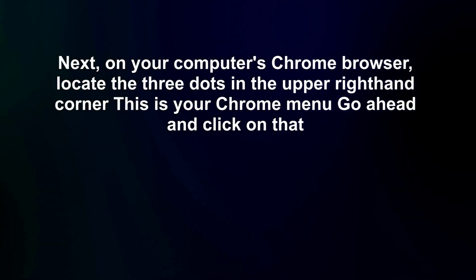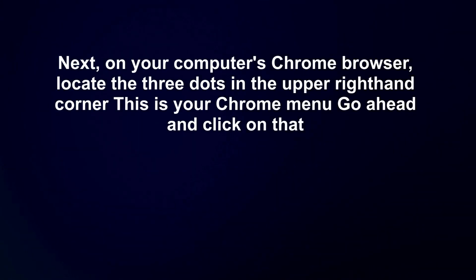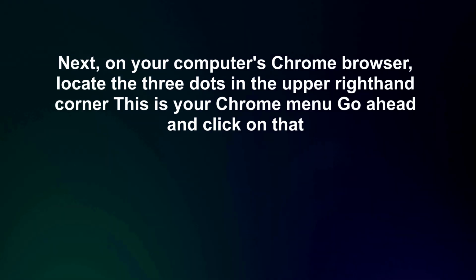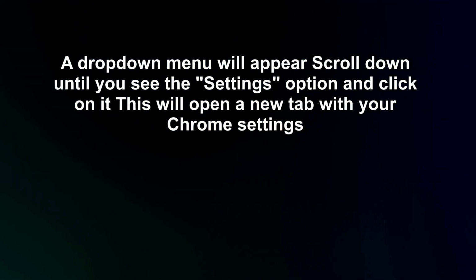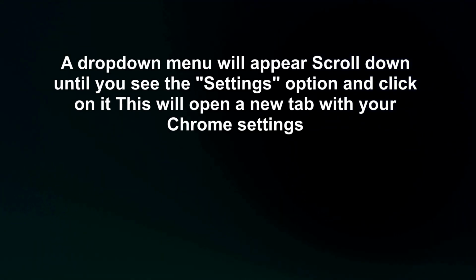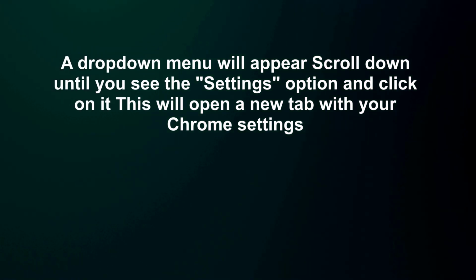Next, on your computer's Chrome browser, locate the three dots in the upper right-hand corner. This is your Chrome menu. Go ahead and click on that. A drop-down menu will appear. Scroll down until you see the settings option and click on it. This will open a new tab with your Chrome settings.